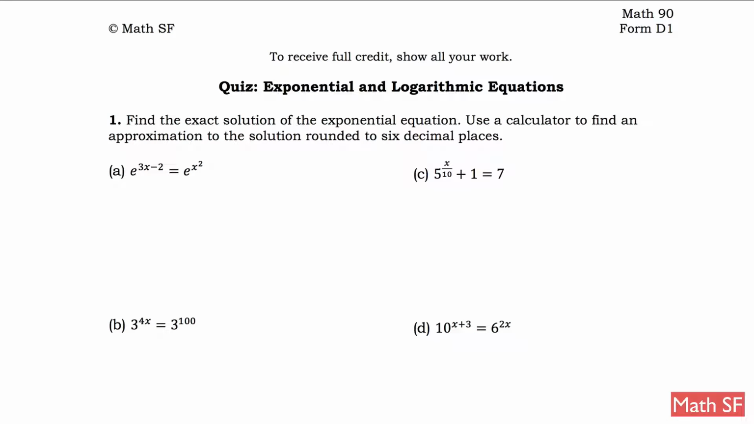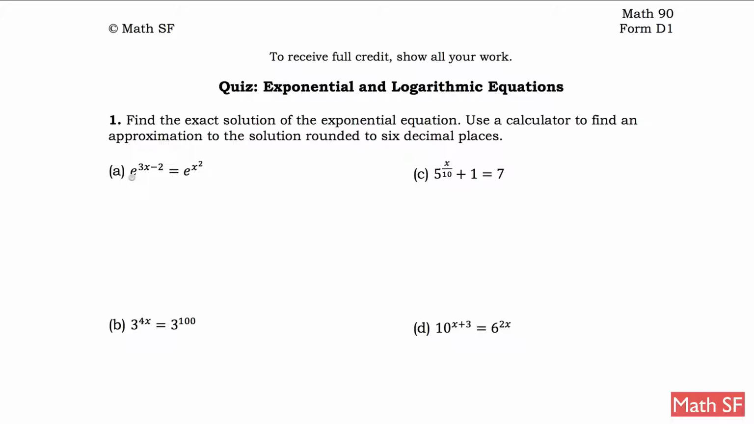Exponential and logarithmic equations. Question number 1. Find the exact solution of the exponential function. Use a calculator to find the approximation to the solution, rounded to 6 decimal places. Part A. So let's see what we have in part A. They want you to solve this exponential equation.